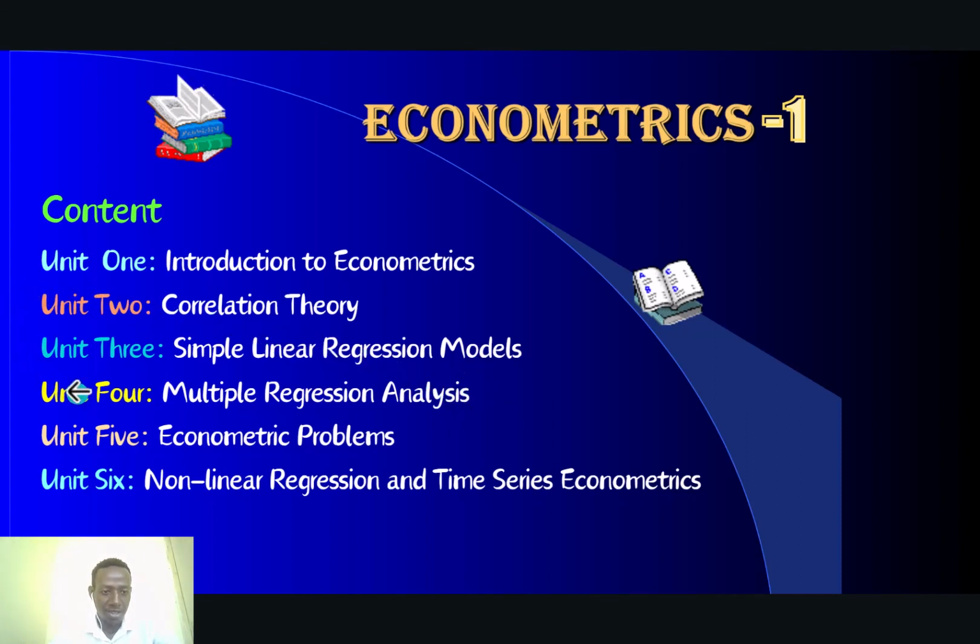So the first is about the introductory part. It simply defines econometrics, its scope, and it also gives more information about econometric models and their desirable properties, and the methodology for the course econometrics. And then the second, the third, and the fourth chapters are about linear regression models.